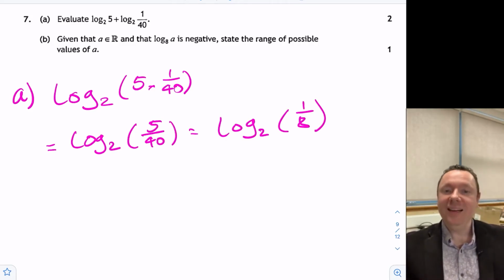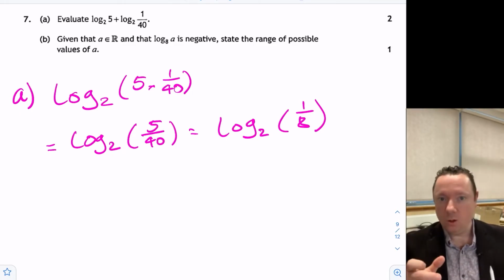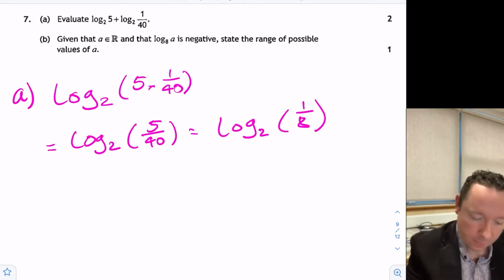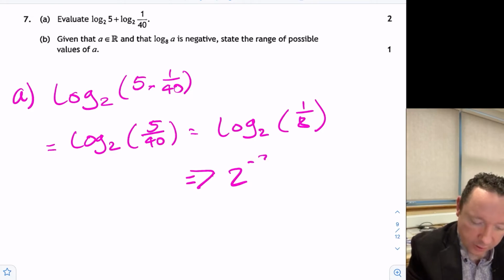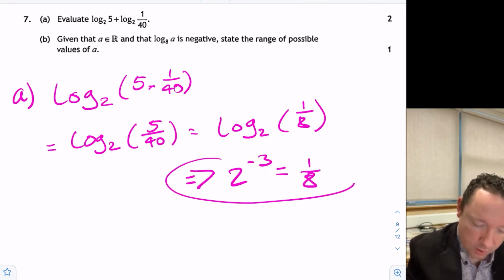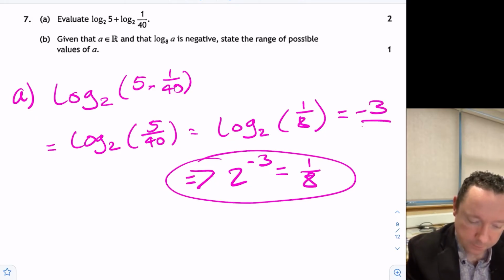Imagine it as 2 to the power of something as an eighth. Well, 2 to the power of 3 is 8, so 2 to the power minus 3 is an eighth, because it's 1 over 2 to the power of 3. So that means that 2 to the power minus 3 equals an eighth. So this means that the answer is minus 3.